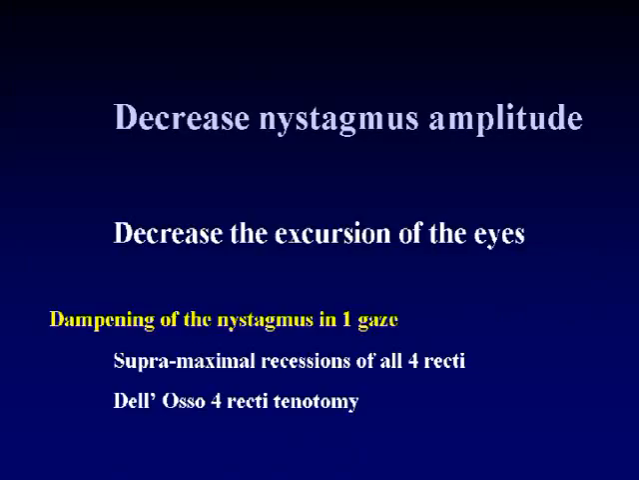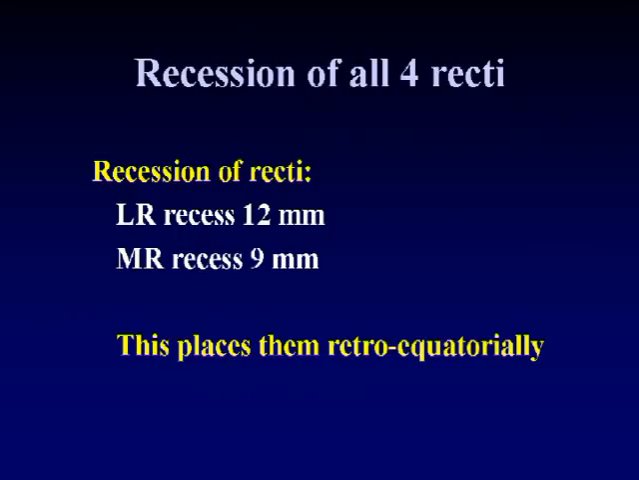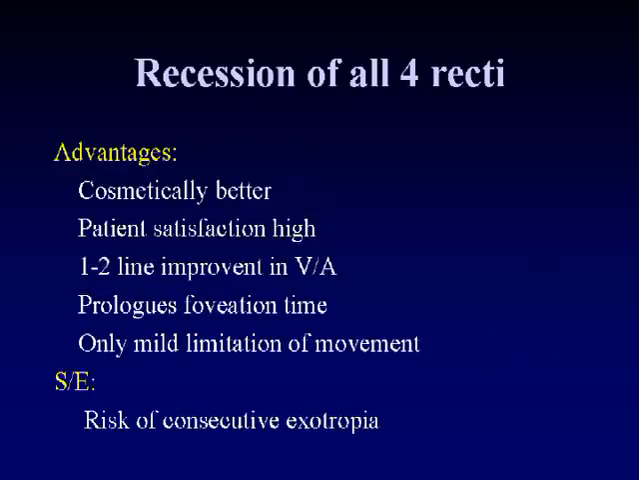For decreasing the amplitude of nystagmus when there is no null, or when the minimum amplitude is in the primary gaze, you can do all four recti recessions and the Hertel-Deloso procedure. Again, with all four recti recessions, we do lateral recti recessions of 12 mm in both eyes and medial recti recessions of 9 mm. This places them somewhat close to retroequatorially, dampening the nystagmus without reducing the amount of excursion that is possible in the lateral rectus. It gives a good cosmetic result.